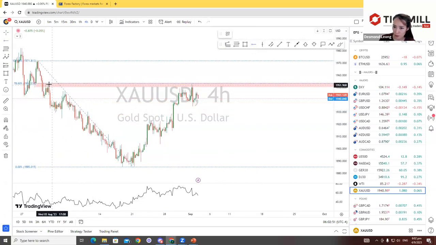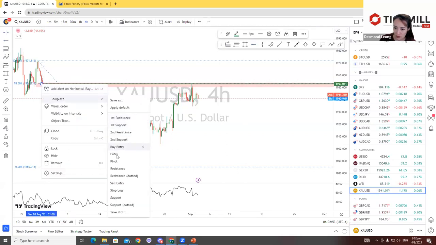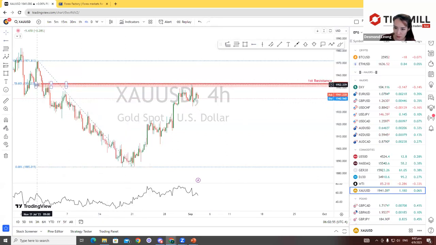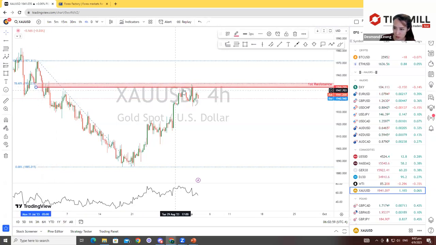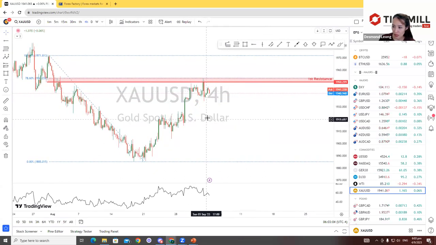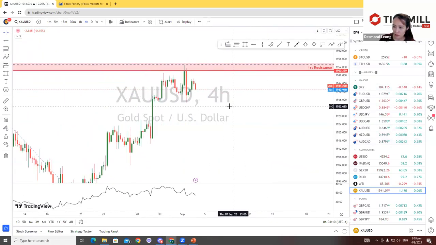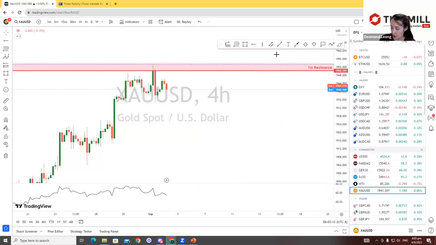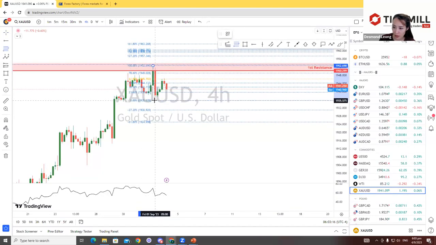So this is still my first resistance here. Then I will draw the zone, which is the wick here. Still resistance. If you sell now, sell at 1946, let's say, or if you sell at 1945, I think it touches my sell zone.